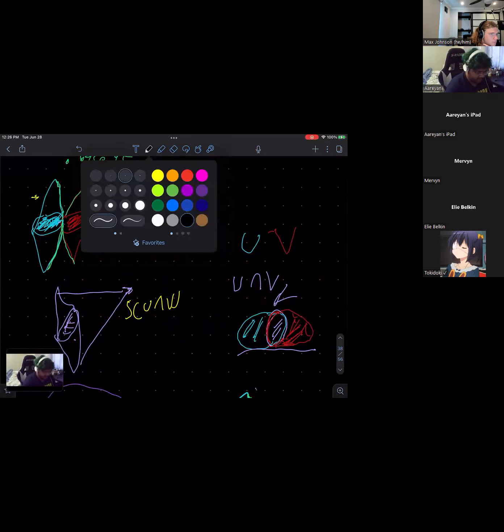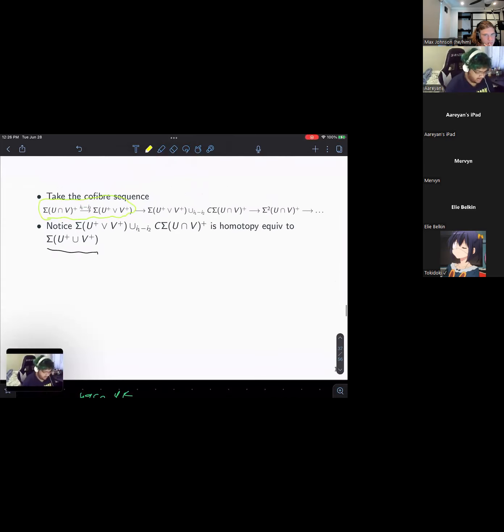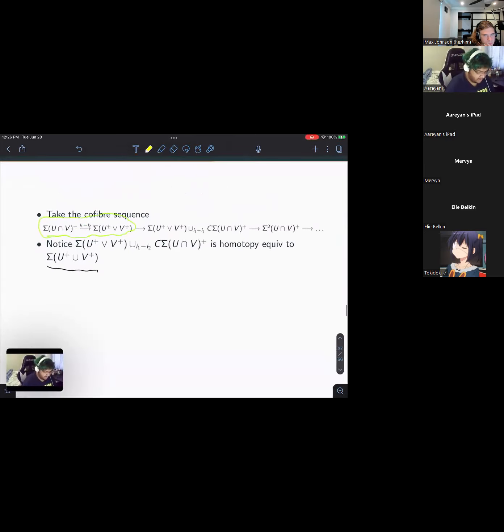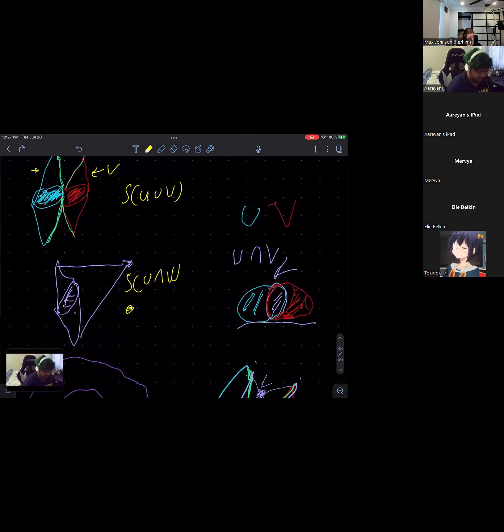So basically, you have the suspension of U intersection V, and this obviously includes into the suspension of U wedge V.